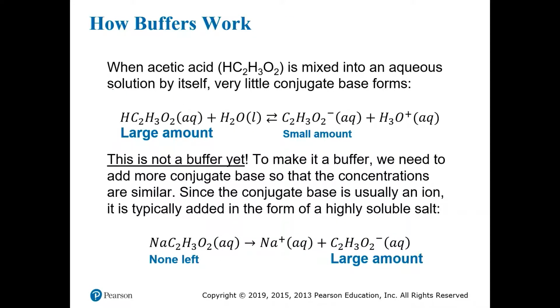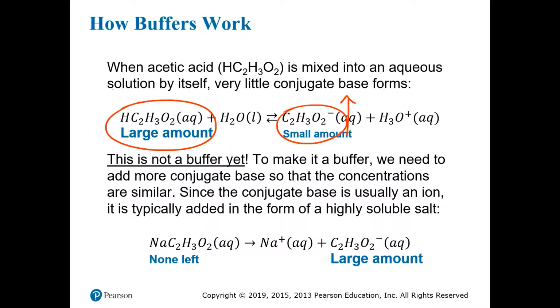So let's see this example in a little more detail. You can take acetic acid and you can dissolve it into water, and you'll end up with a large amount of the neutral, undissociated form of the acid, and a very small amount of the conjugate base, the acetate ion. This won't work as a buffer because there's not enough of the acetate ion to really resist or neutralize the addition of acid. To make it a buffer, we have to increase the amount of this conjugate base.